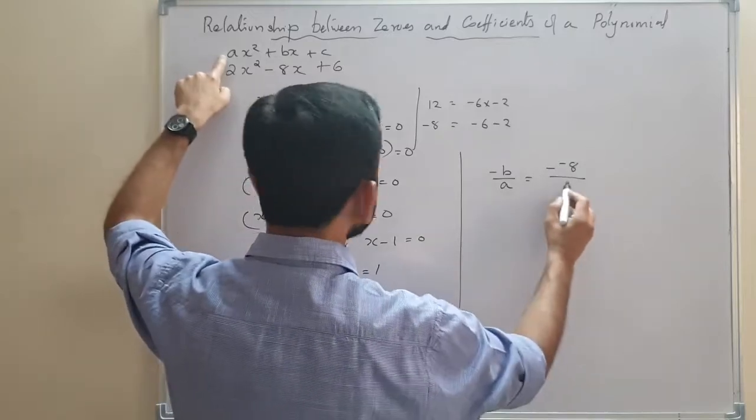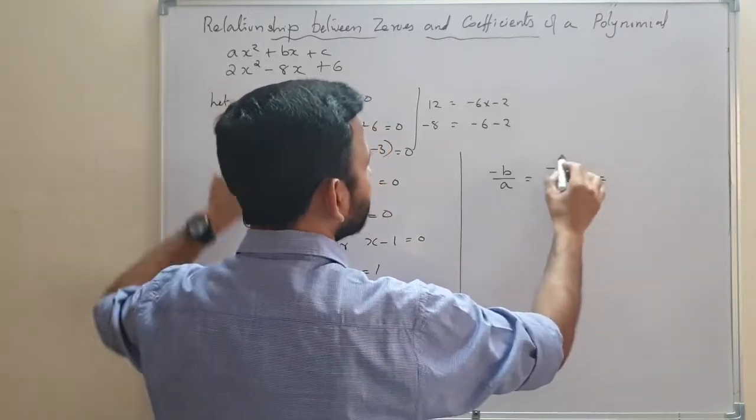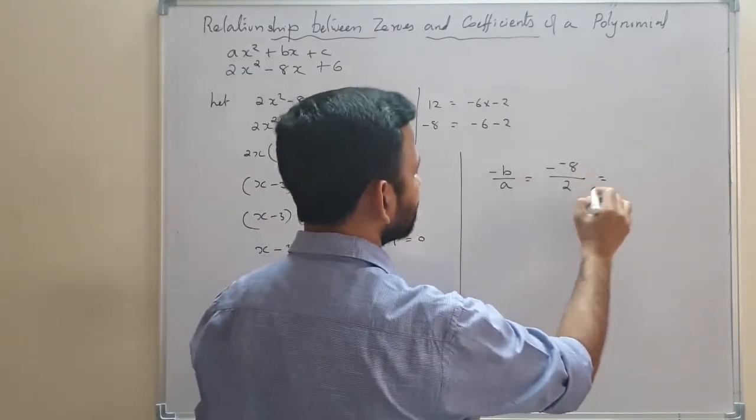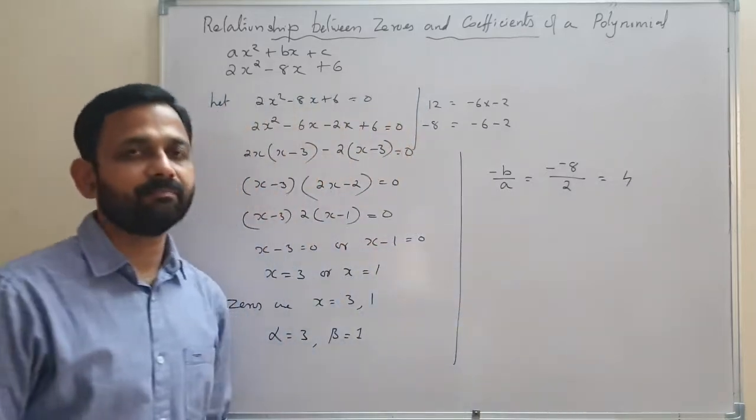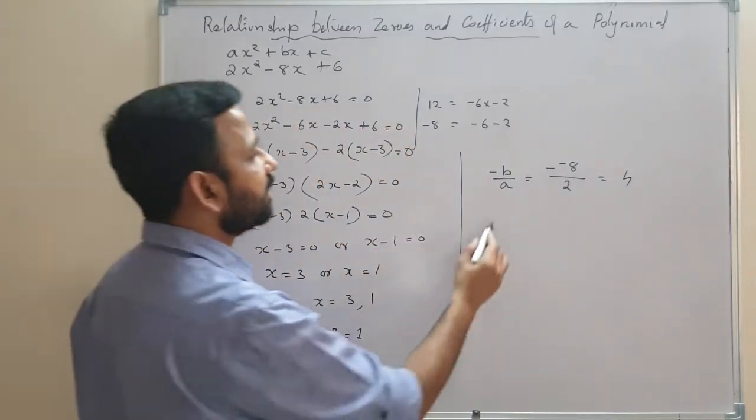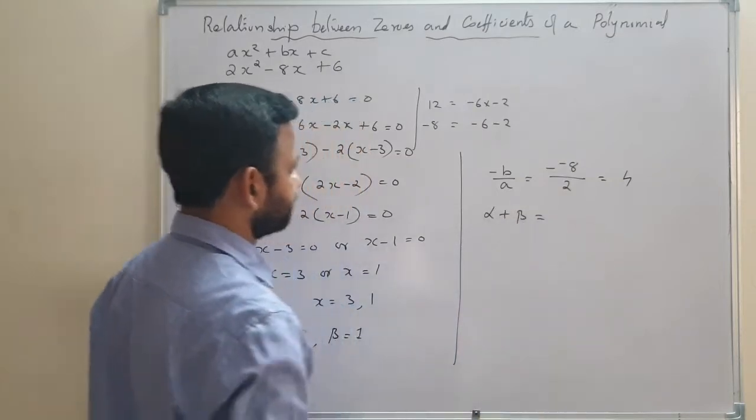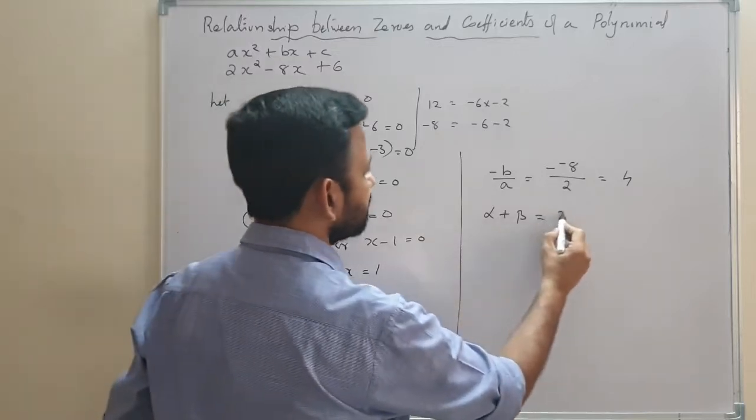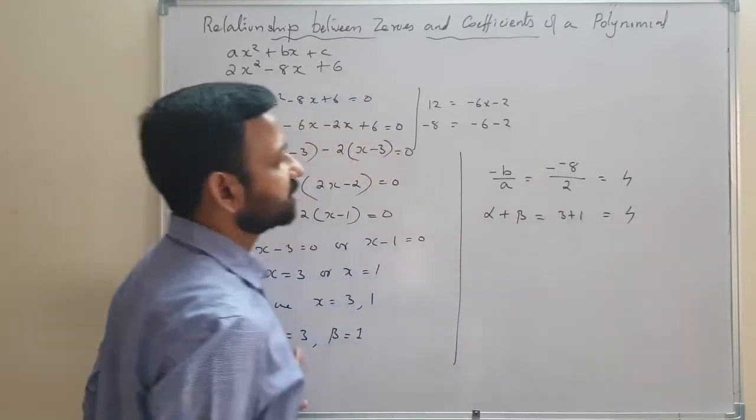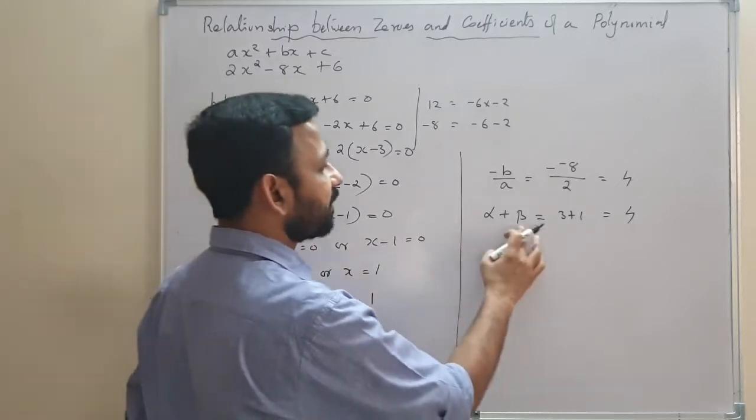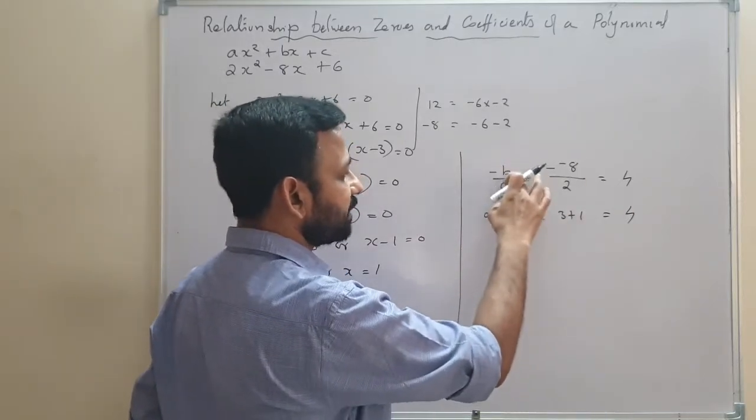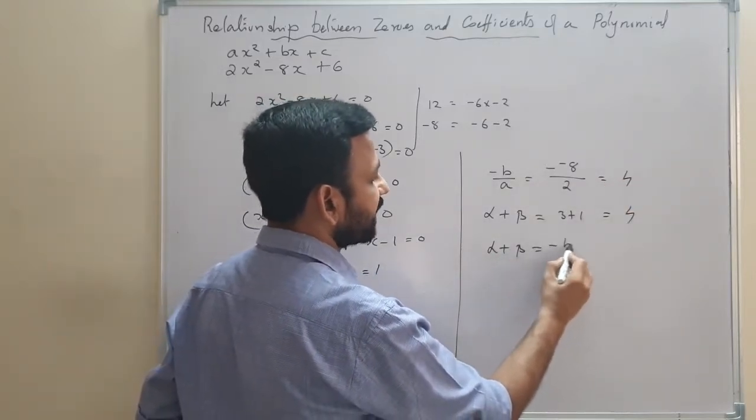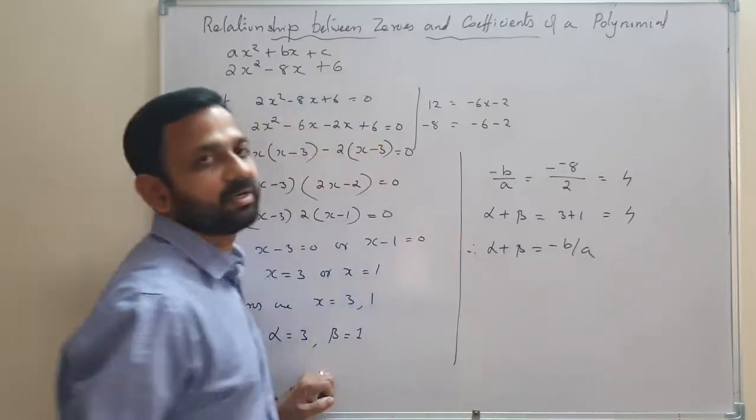Here a is 2. So minus and minus is positive, 8 upon 2, that is 4. Minus b by a equal to 4. And alpha plus beta we can find. Alpha is 3 and beta is 1, so alpha plus beta is 3 plus 1, that is also 4. So in this polynomial, alpha plus beta is 4 and minus b by a equal to 4. So we can write alpha plus beta is equal to minus b by a.